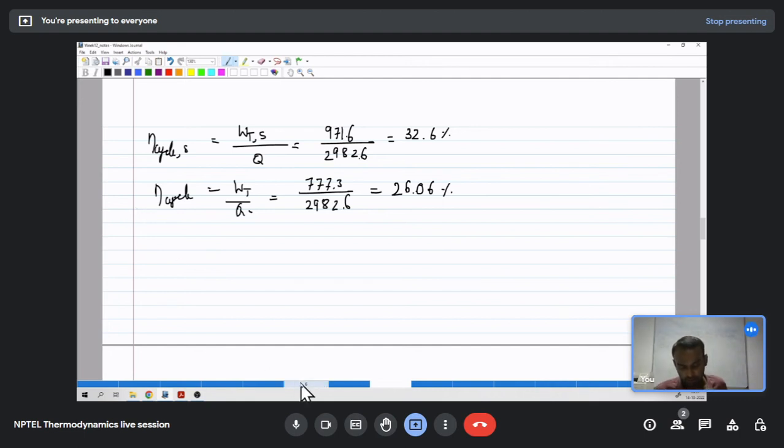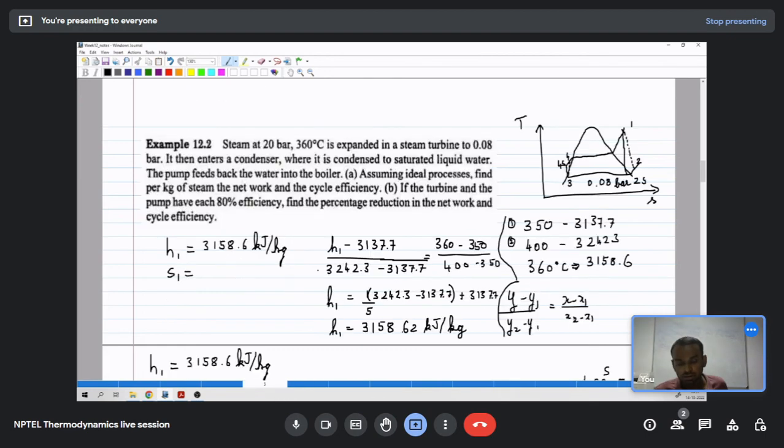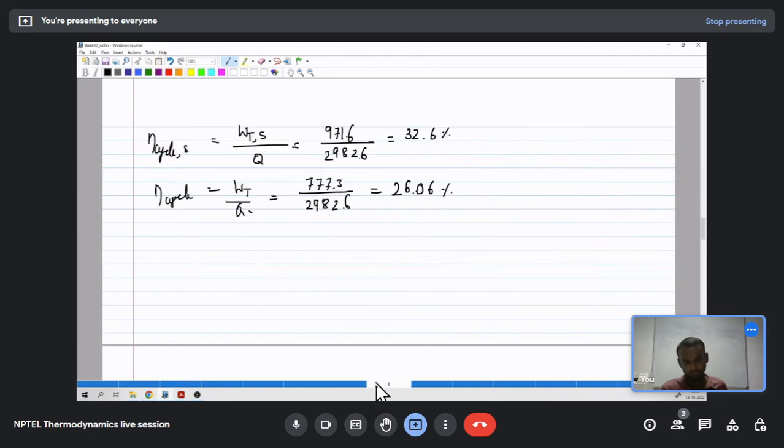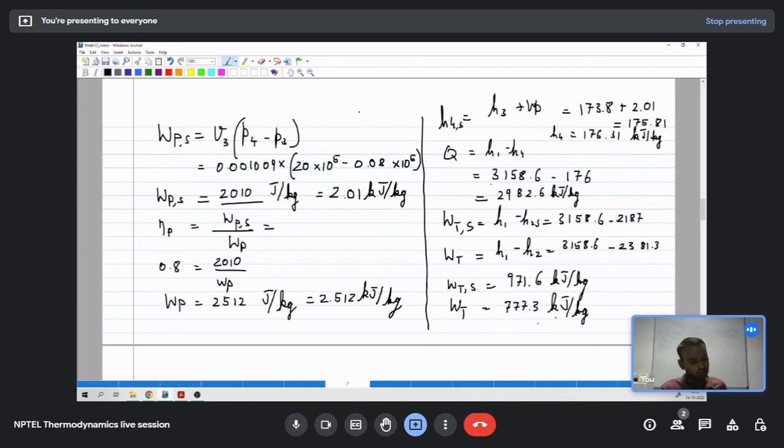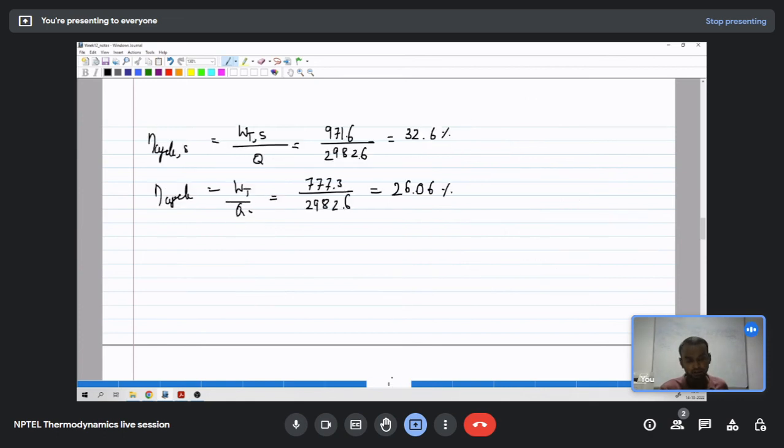If we were asked to find something else, assuming an ideal process, find per kg the net work and the cycle efficiency. So we have calculated the net work and the cycle efficiency, and we have also calculated the parameters assuming turbine and pump efficiency as 80%. Turbine work is here 971 and 777 kJ per kg, and cycle efficiency is 26 and 32%.